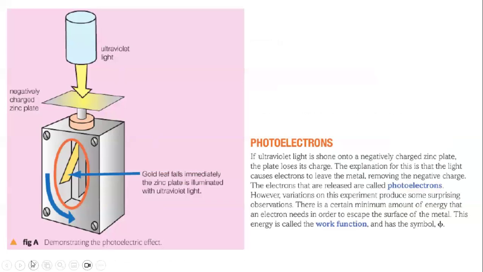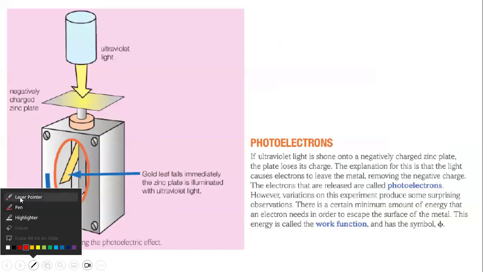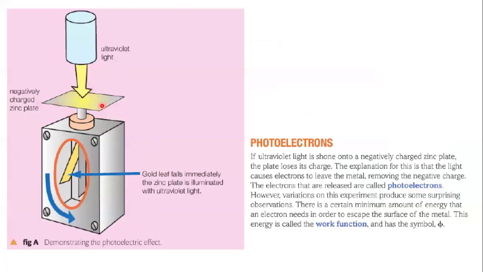The photoelectric experiment worked like this. The scientists had a plate of zinc. This plate of zinc had a negative charge on top of it. This negatively charged zinc plate was connected to a metal box, and inside the metal box the zinc plate extended to the inside. Then on the inside of the plate, they had a gold leaf, like a very, very thin foil of gold metal.